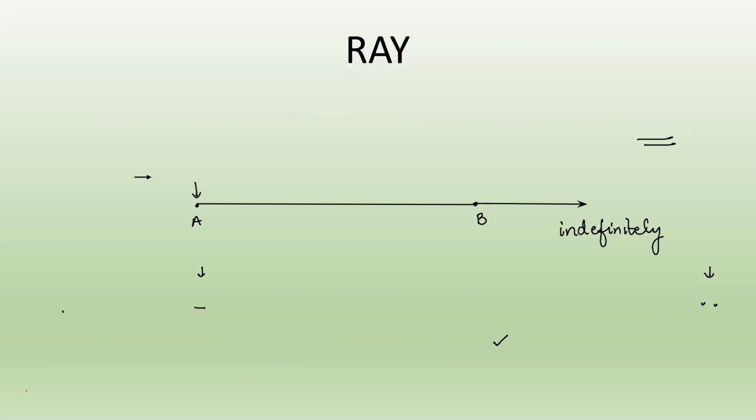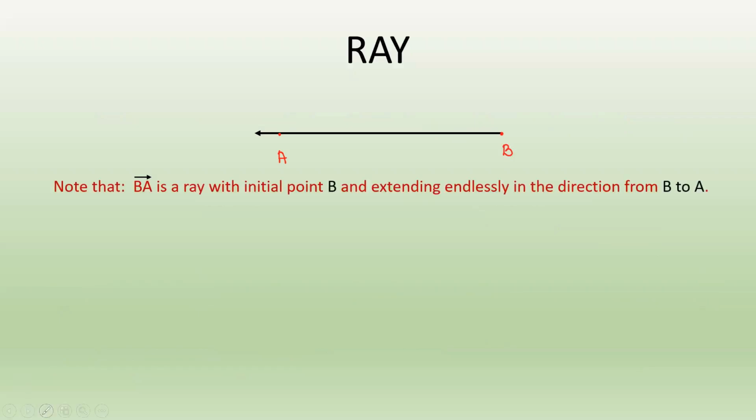Now let us come to the next point. Suppose we take another ray in this direction. Let me call it A here and B here. Now how do we denote this particular ray? Here B is the initial point and it is extending from B to A. So we will write it as BA with a ray over it to denote it.